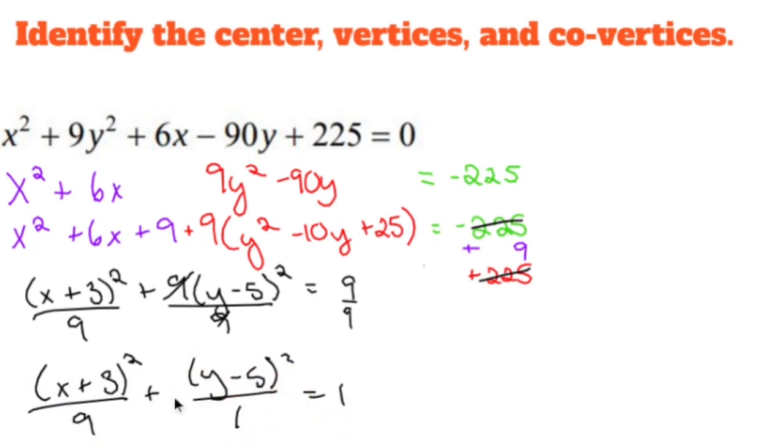Now, for an ellipse where the number underneath the x is bigger than the number underneath the y, I have this form right here that I'm going to write up. It's going to be (x minus h) squared over a squared plus (y minus k) squared over b squared equals 1. My center is going to be (h, k).